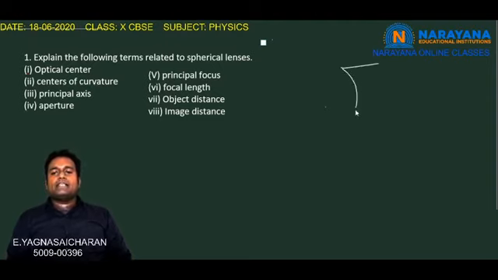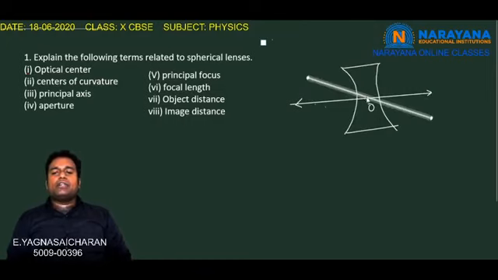In the concave lens case also, optical center is defined as the center of the lens through which the principal axis will pass. So the principal axis passes through a point known as optical center O. Any ray that is passing through this optical center will go undeviated. So the angle of deviation in this case will be 0. So this is about the optical center in the case of concave lens as well as convex lens.